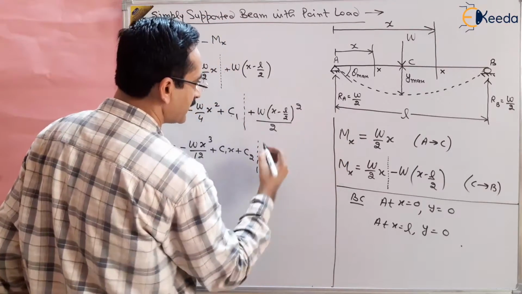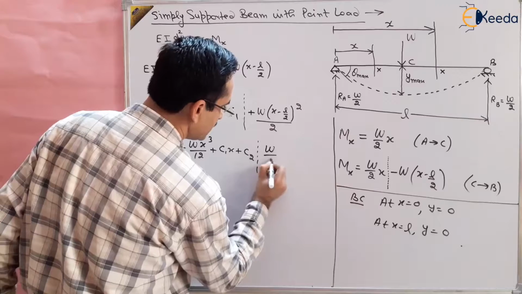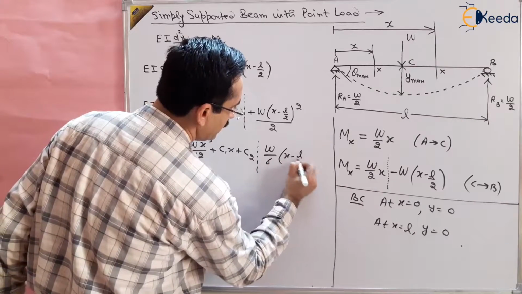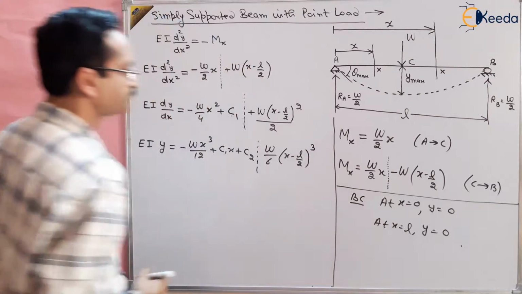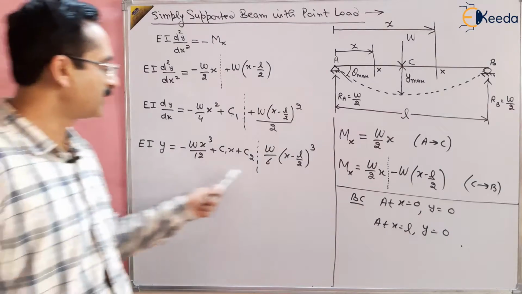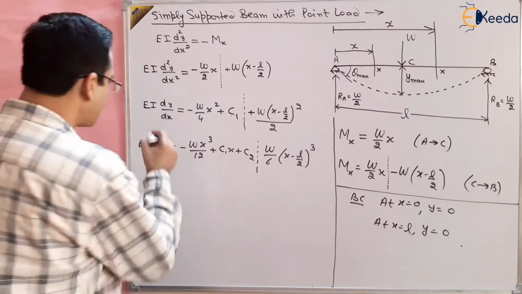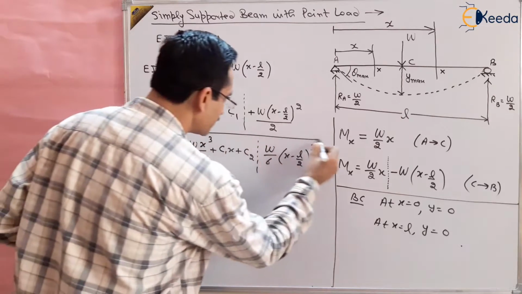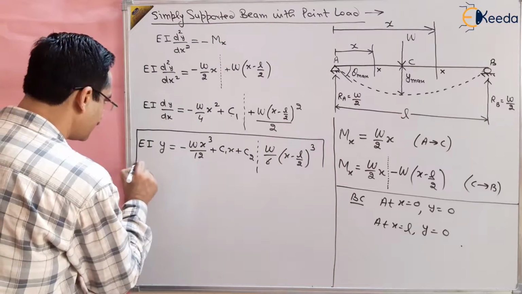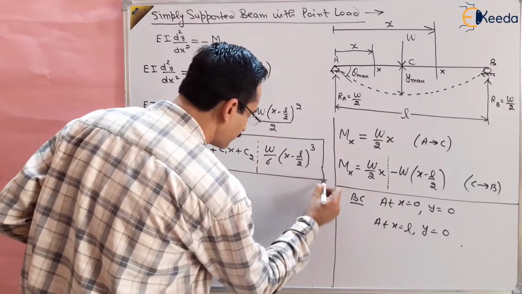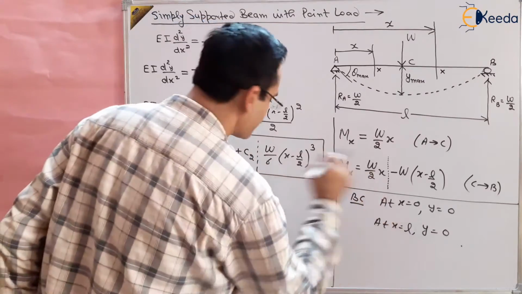So integration of this again gives w by 6 times (x minus L by 2) whole cube, right? So this is the value of y, the deflection. This is the deflection in which we have to solve for C1 and C2. There are two unknowns in this equation, C1 and C2, and we have to find C1 and C2 using boundary conditions.